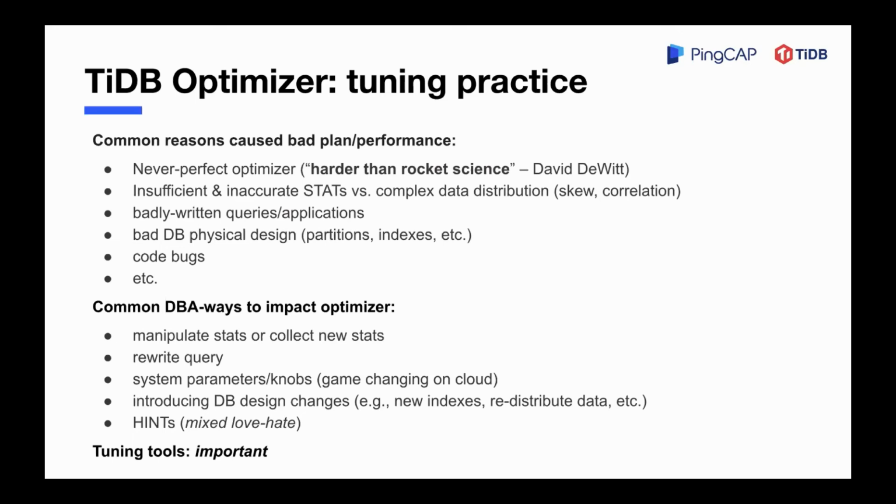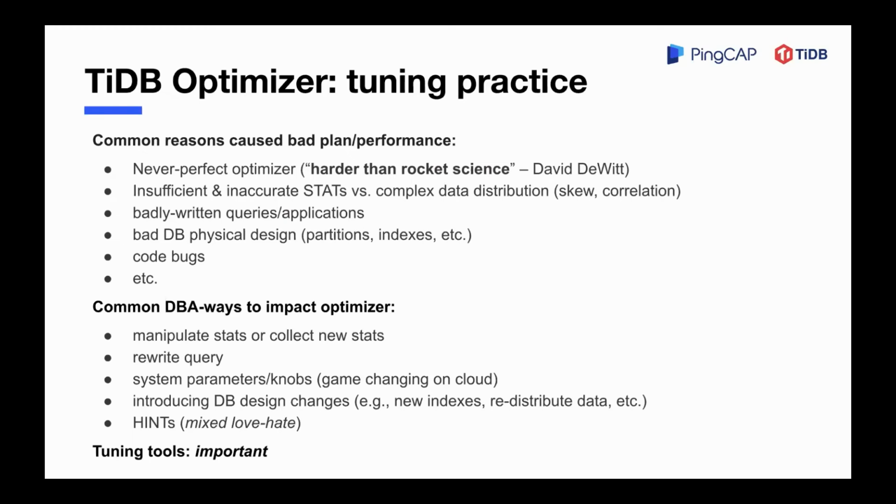The third one is that some queries or applications are not written well. There's some problem, or it's not optimized, so the query itself can be bad. Then there can be a bad database physical design. For example, the database lacks some index or partition, or the schema is not good. All those things can result in a bad plan or bad performance. And of course, there can be some code defect in the database kernel.